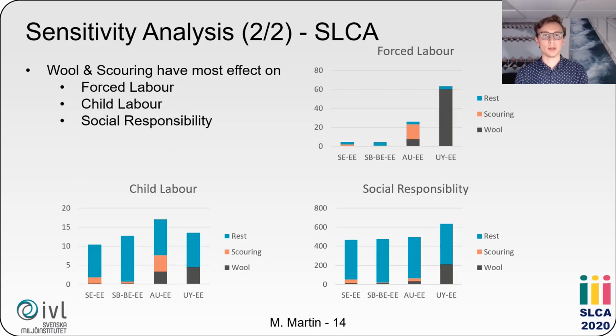Last, a deeper dive into where exactly the effects of forced labor, child labor, and social responsibility stem from. We took a little deeper dive into the wool and scoring processes, and it shows that wool and scoring have a lot of effects on the forced labor, especially in Uruguay, and to a larger extent the Australian supply chain when it comes to child labor, and for social responsibility, again, the Uruguayan supply chain showed to have a big effect on the overall result.